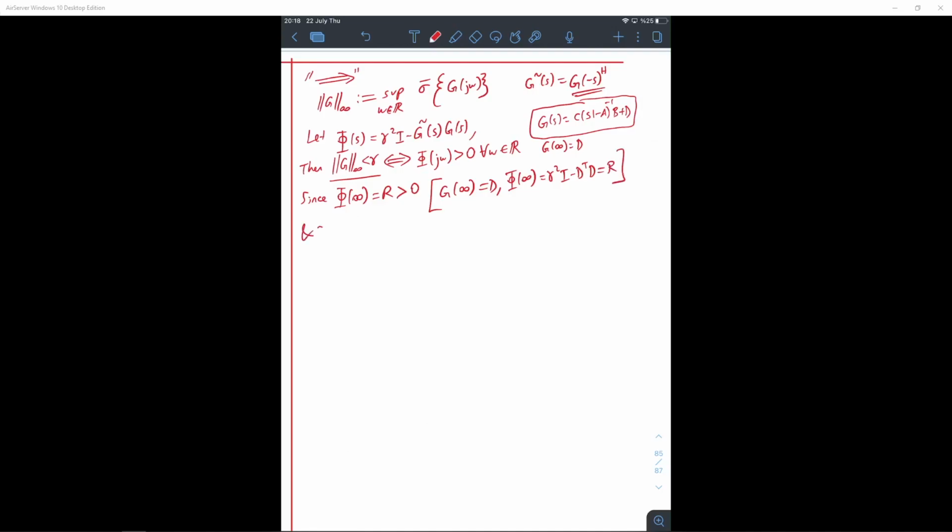Alright, and since phi of j omega is the continuous function of omega, phi of j omega greater than 0 for omega in r, if and only if phi of j omega is non-singular for omega in real and plus or minus infinity. This is like extended real line.